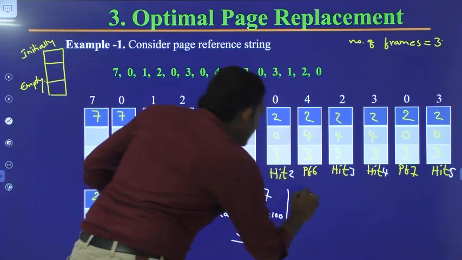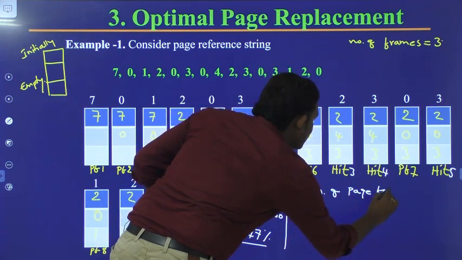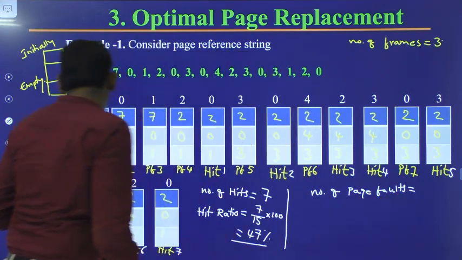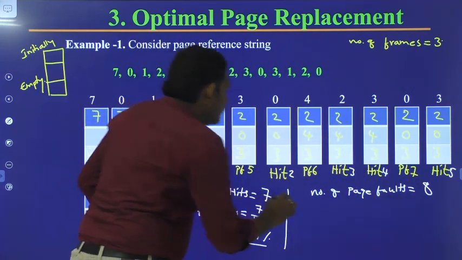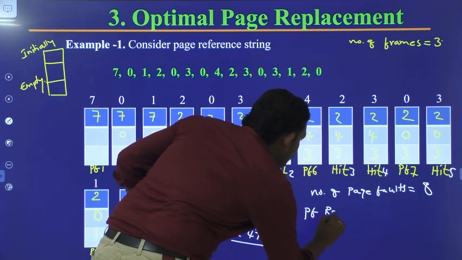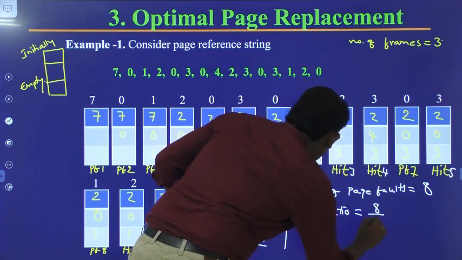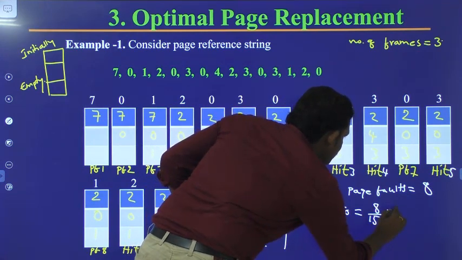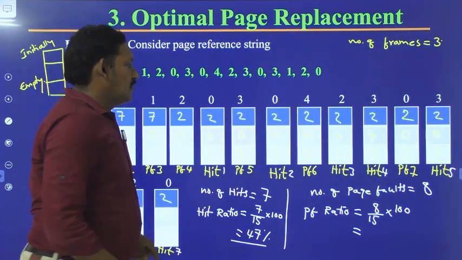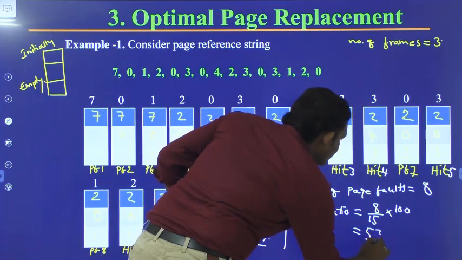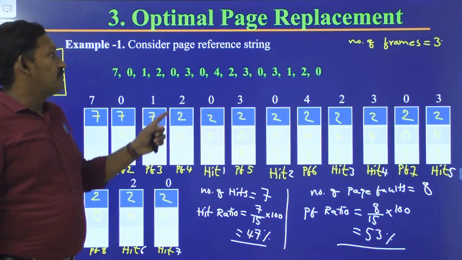Okay, so similarly here, number of page faults we have seen. Number of page faults are 8. So 8 page faults are there. So if you want to calculate page fault ratio, there will be a total number of page faults, 8 by 15 into 100. So number of page faults are 8. Total number of reference strings are 15. So we will get around 53% we will get. So this is the way how we calculate optimum page replacement algorithm.